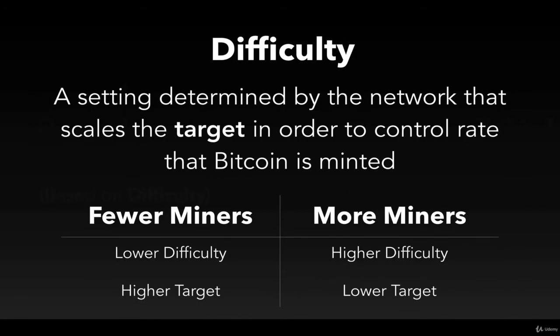Difficulty is a setting determined by the network, and we'll talk about how the network determines it, that scales the target in order to control the rate at which Bitcoin is minted. Okay. And what's that mean? Okay, so we've talked about how the goal is to have blocks mined about every 10 minutes or so, right? Yeah. And what happens is that all these miners are trying to do this hard math problem, and statistically, the more miners we have, the faster they'll be able to solve it.